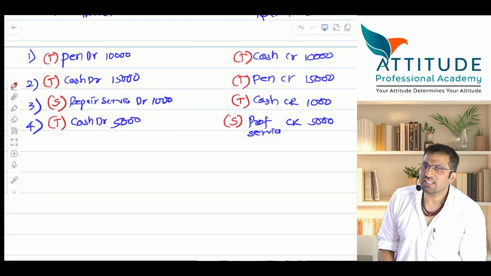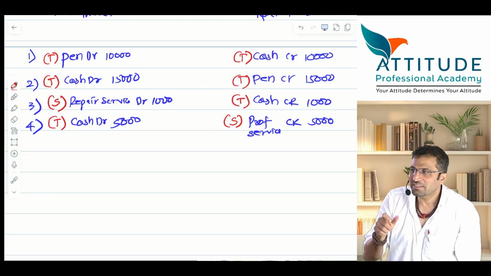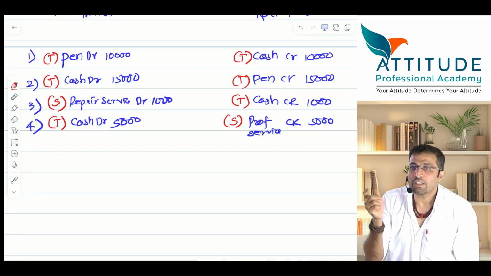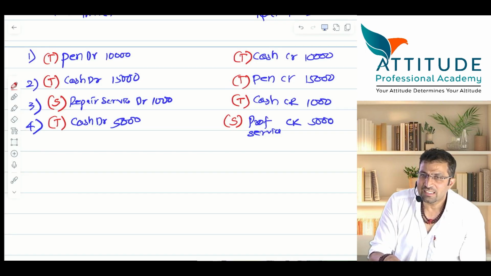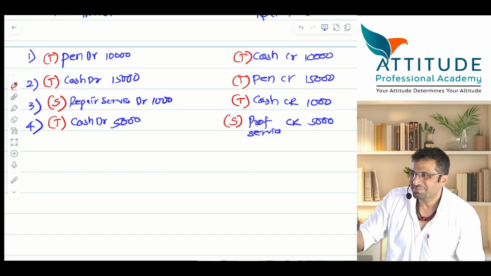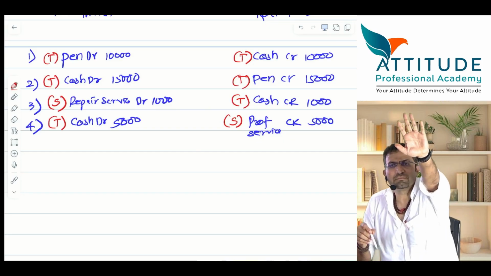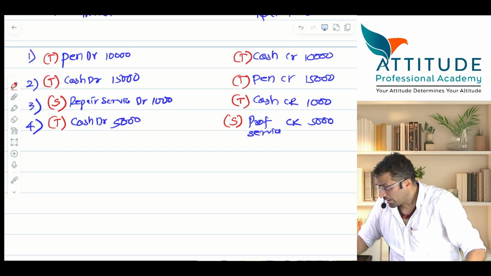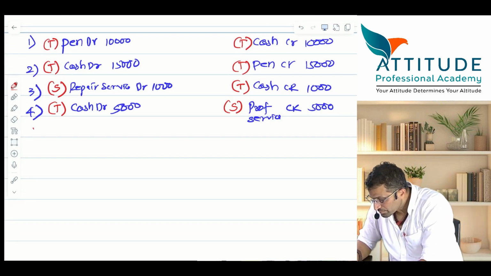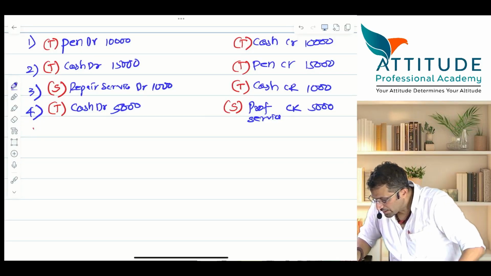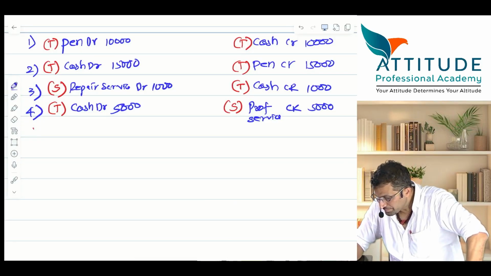Able to understand? Is it easy? So how to pass the journal entries? Get and give. What you get is debit. What you give is credit. Clear? Okay. Now let me see how many of you can answer this. Fifth one.